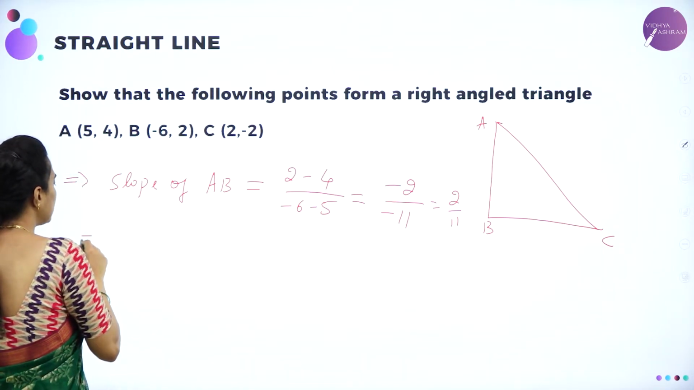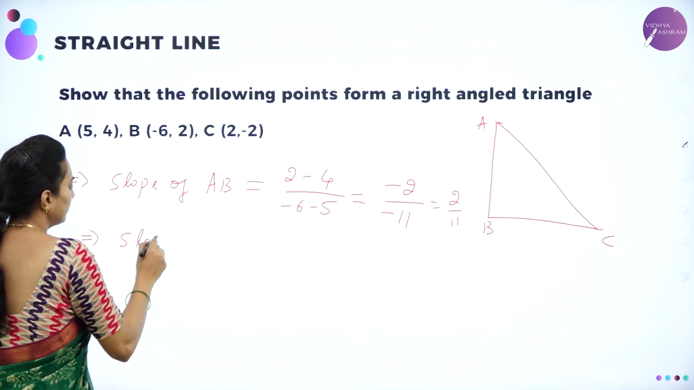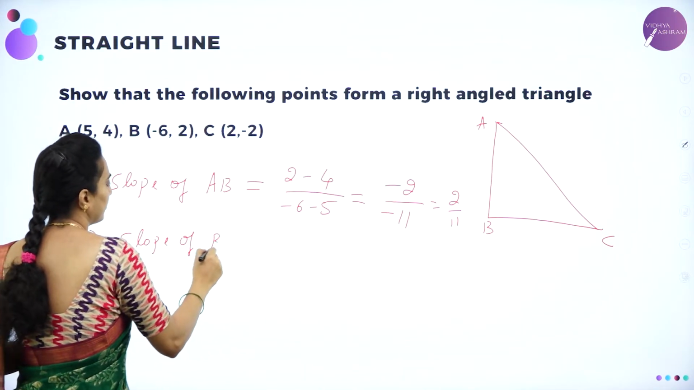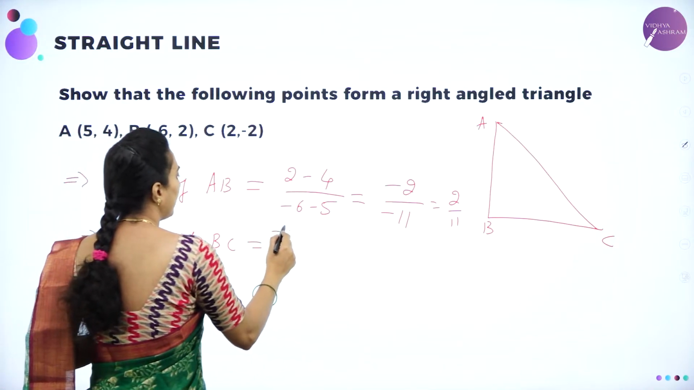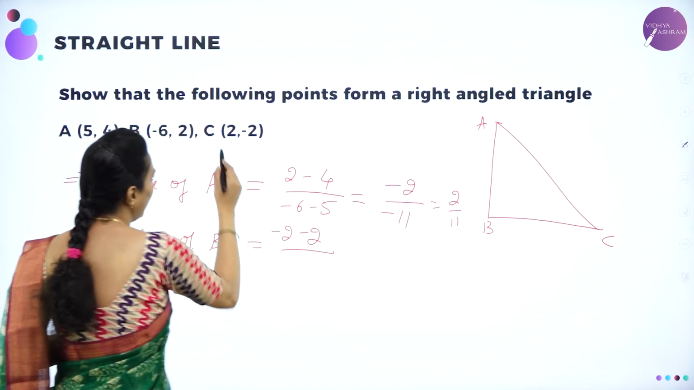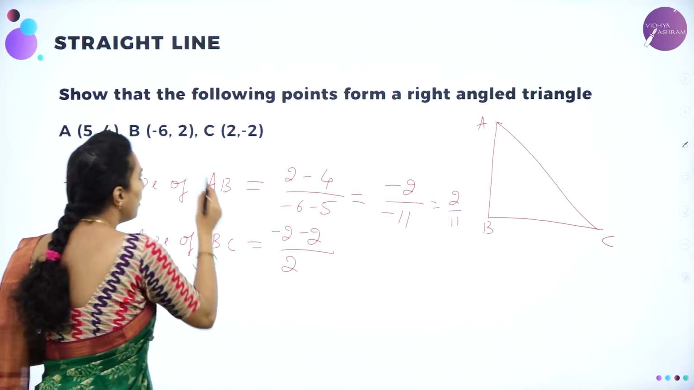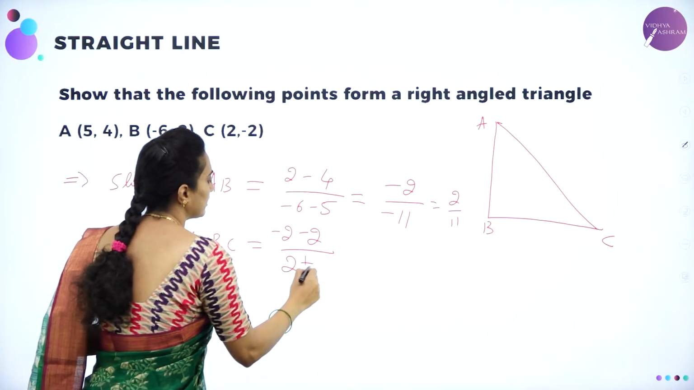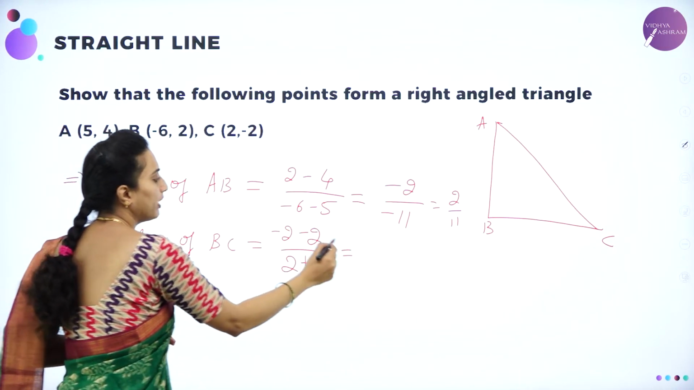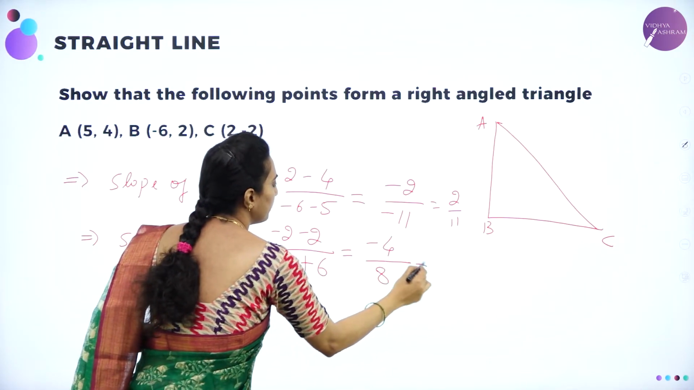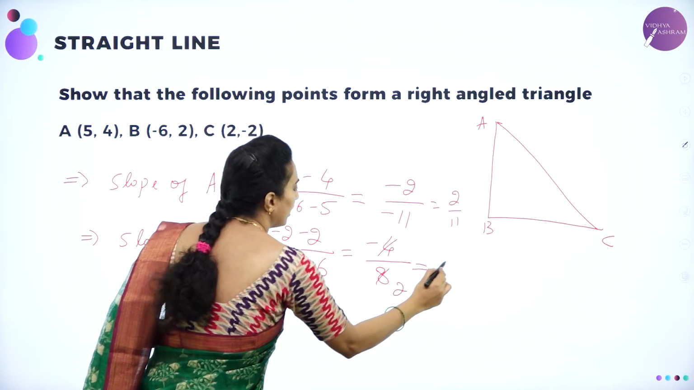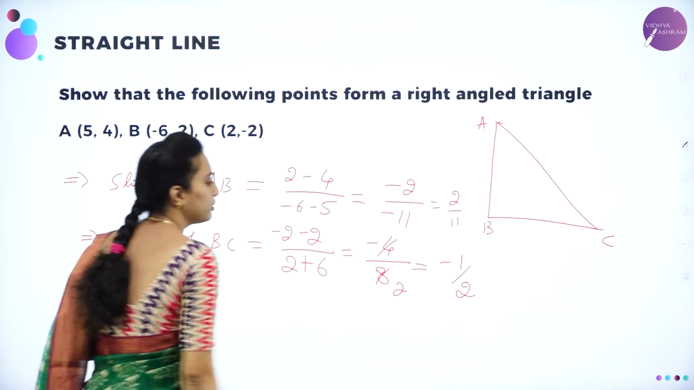Now, let me take the slope of BC. What is the slope of BC? Again, y2 minus y1, that is -2 minus 2, divided by x2 minus x1, which is 2 minus of -6, that is +6. Which implies -2 minus 2 is -4 divided by 2 plus 6 is 8, which is -1 by 2.